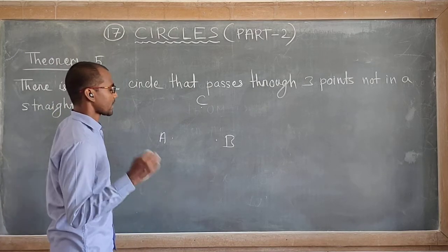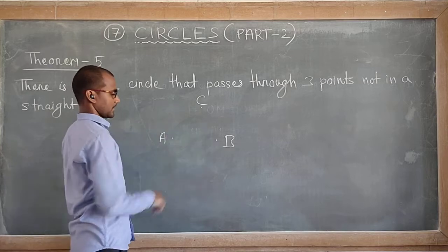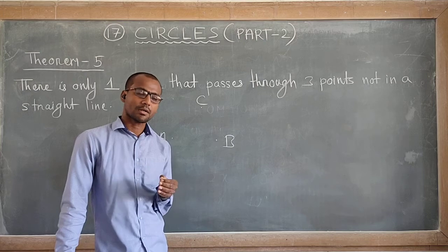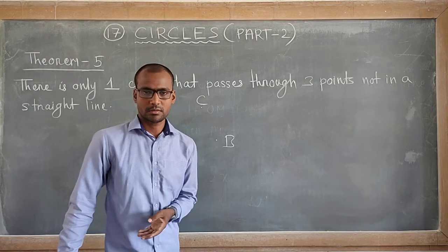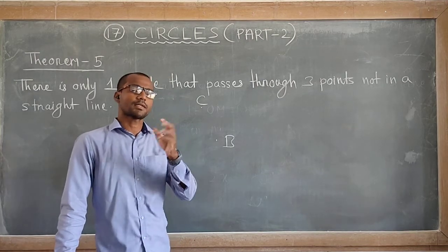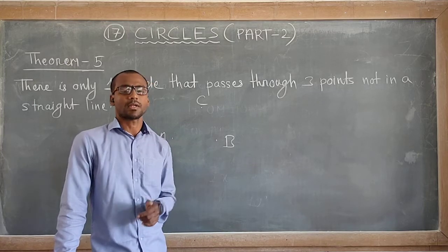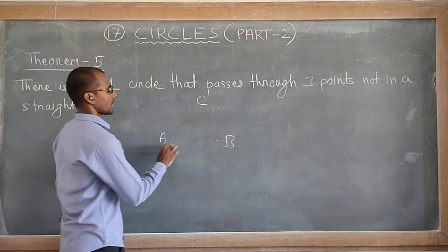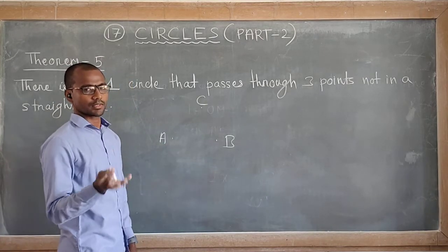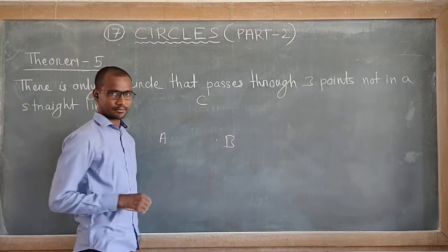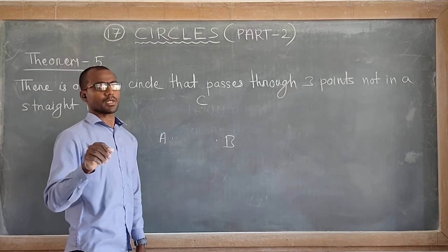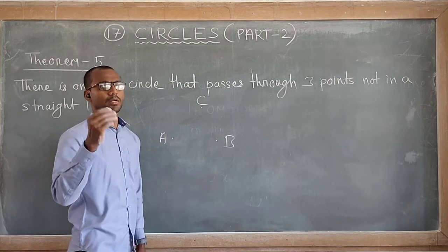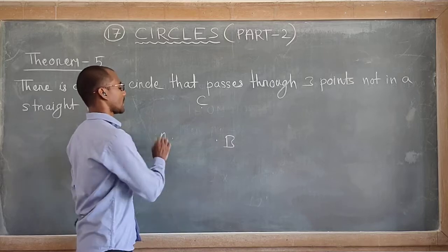So, my target is to draw a circle passing through ABC. For that I need the center, first center, then radius, then the circle. So I have to locate the center of that circle. Now that center will be equidistant from A, B and C because the circle is going to pass through ABC. So the center must be equidistant from ABC. So my target is to locate a point, let it be O, which is equidistant from A, B and C.